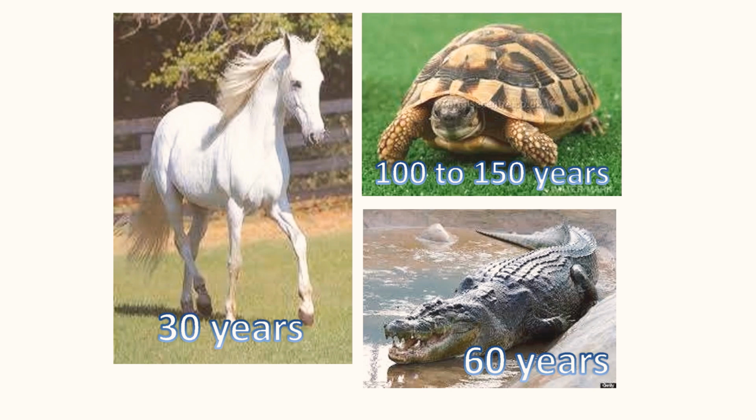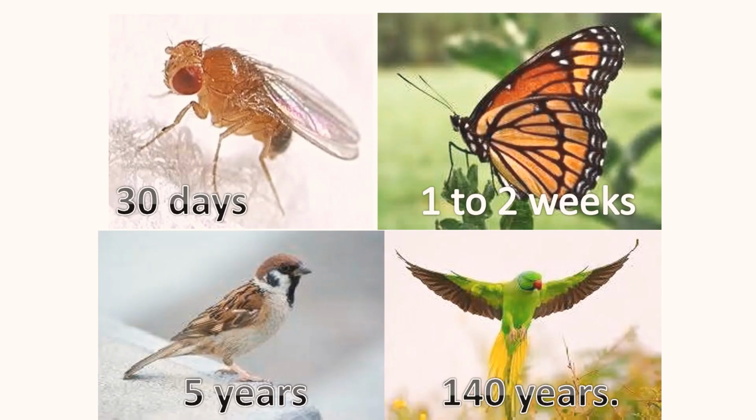Longest lifespan in animals is of tortoise, which is about 100 to 150 years. In flies, it is 30 days. Butterfly, it is 1 to 2 weeks. Sparrow, it is 5 years. And in parrots, it is 140 years.